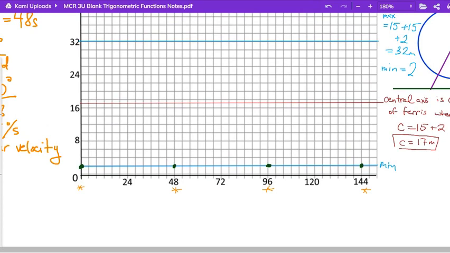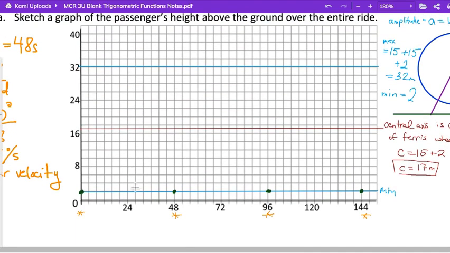How long does it take for me to reach the maximum? Okay, cool. So at 24, I'm going to be at the max. Then I'm going to be at the max 48 seconds later, which is 72. 48 seconds later, which is 120. Okay, I'm pretty good.